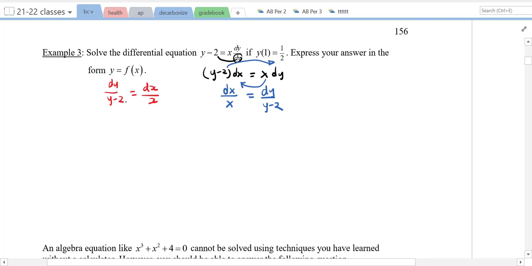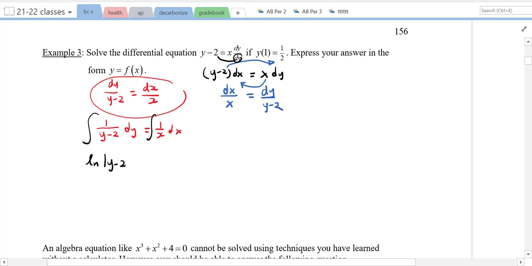Okay, so I'm going to use this red piece here, and I'm going to rewrite this as 1 over y minus 2 dy equals 1 over x dx, because now if I take the antiderivative, oh, you're like, I know. Natural log of y minus 2 equals natural log of the absolute value of x plus c. Good.